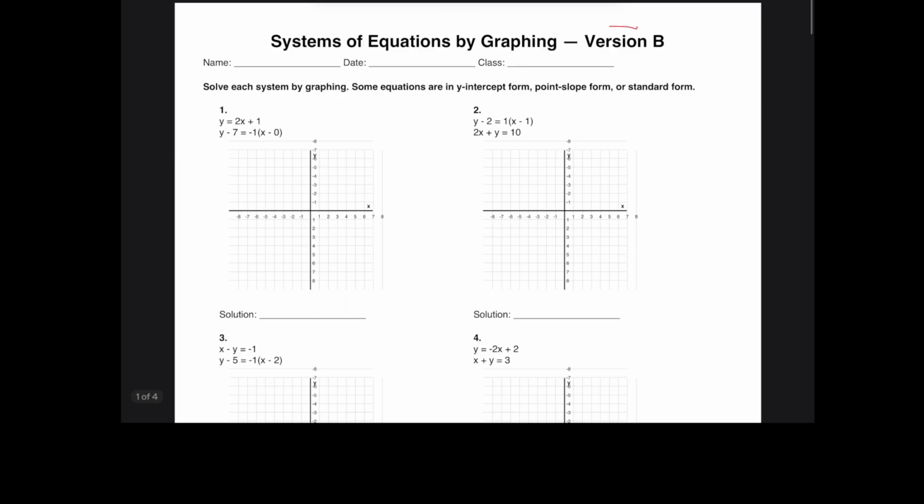This is version B. I did have a version A, and I do have a video where I explain how we do solving systems of equations by using graphs.